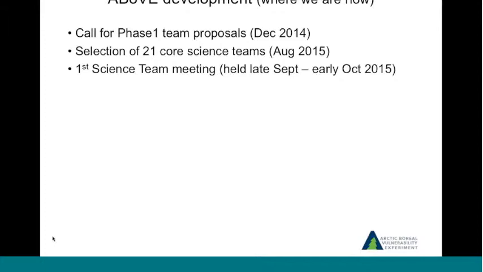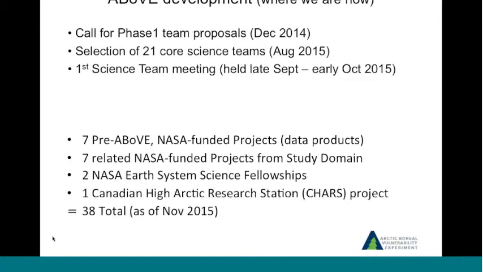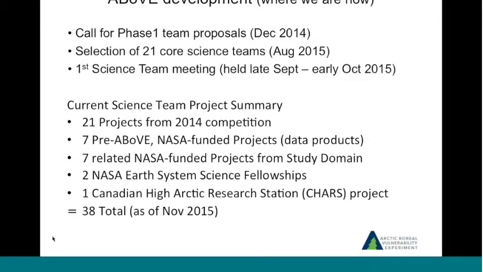We've had 21 core science teams selected through solicitation at the end of last year, and we held our first science team meeting just recently at the end of September, early October this year. And so we have these 21 projects, as well as 7 projects that were funded by NASA previously to produce data products relevant to ABoVE.